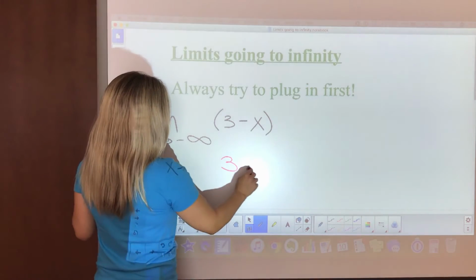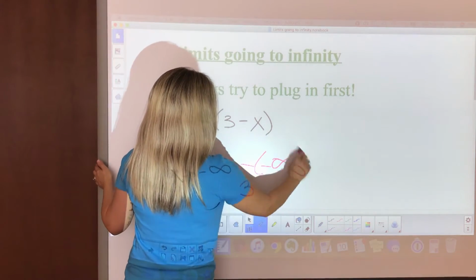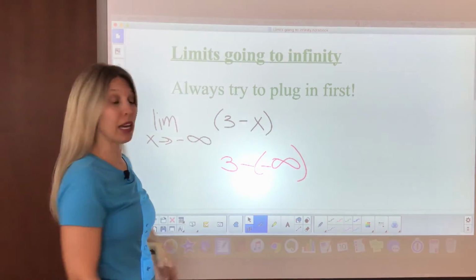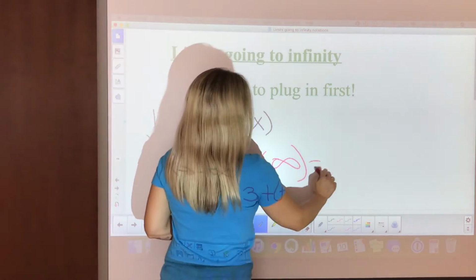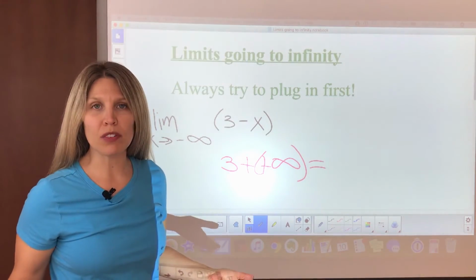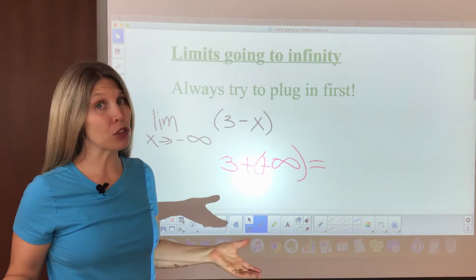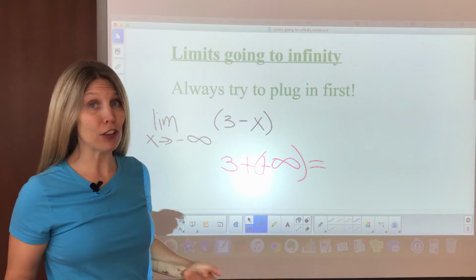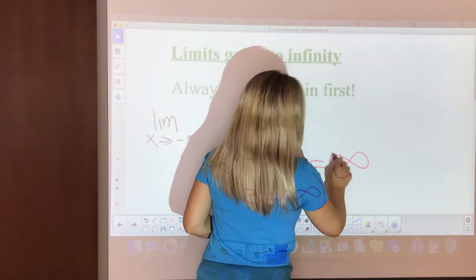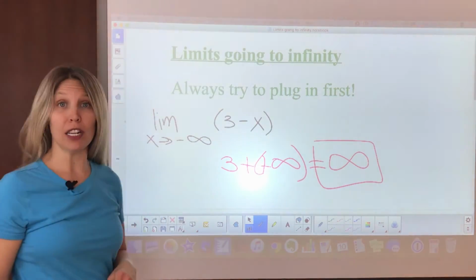So 3 minus a negative infinity, our two negative signs are going to make that positive. What is 3 in terms of infinity? It's so tiny. If you're already headed to infinity and you add 3, where are you going? Infinity. So the answer to this one is just you're headed to positive infinity.